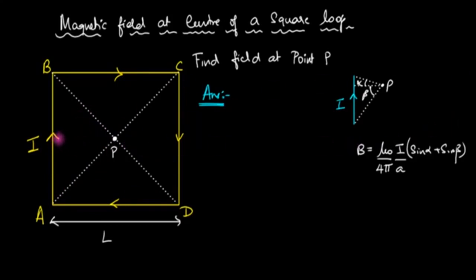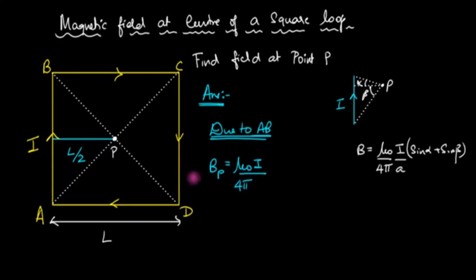So we know what this distance is. This is what we are interested in. That distance is L by 2. That is our A. That's the perpendicular distance of this point from this wire. I'm calculating the magnetic field at this point due to that wire AB. So due to AB, the magnetic field at point P is going to be mu naught into I divided by 4 pi multiplied by the length, that is L divided by 2, the perpendicular distance, times sine alpha.